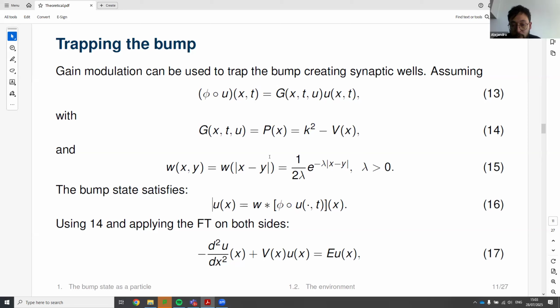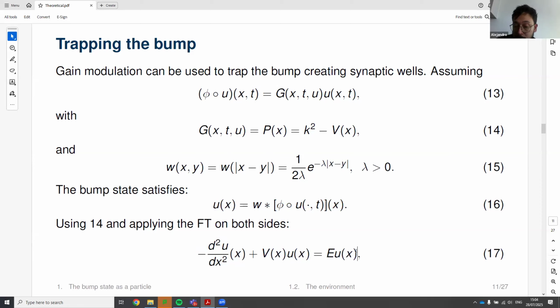So the reason we chose this kernel is that this kernel in itself cannot support bumps because you don't have any inhibition. But it is very nice because it has a really nice Fourier transform. So if we apply the Fourier transform to both sides of this equation, and then we reorganize and compute the inverse Fourier transform, we can get something that looks like the time-independent Schrödinger equation.